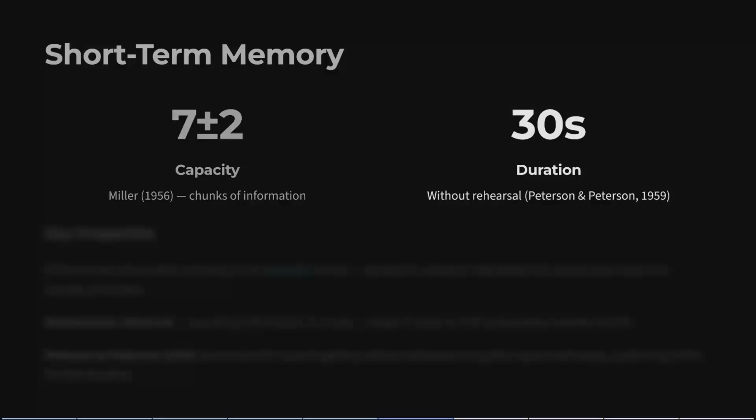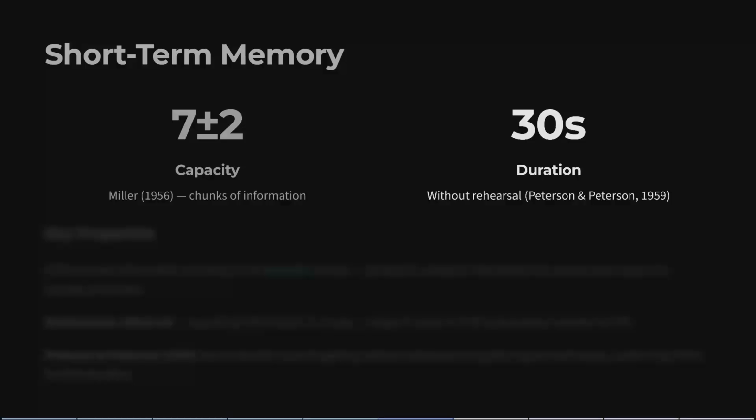The duration, approximately 15 to 30 seconds without rehearsal. And this was demonstrated beautifully by Peterson and Peterson in 1959. They gave participants trigrams, 3-letter nonsense syllables like XQJ or BRT, and immediately asked them to count backwards in 3s from a random number. This counting task prevented their rehearsal.